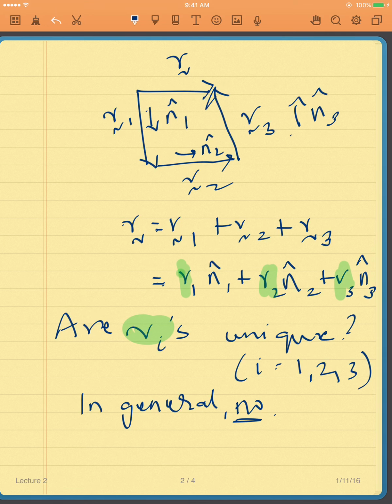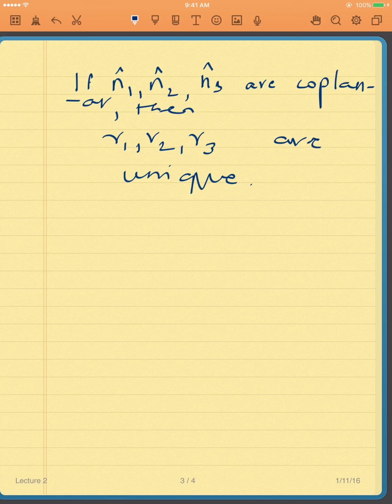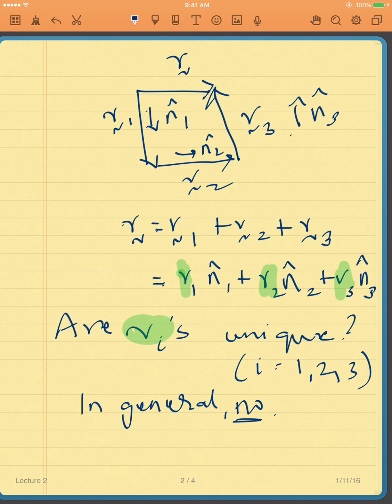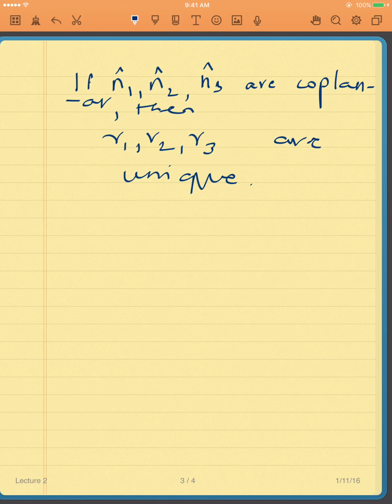And I made a statement of this on the next page, which says that if n1, n2, and n3 hat, the three unit vectors, are in the same plane, which they are in this figure. If you look at it, n1, n2, and n3 are all in the plane of the paper, not pointing outwards or anything like that, then the magnitudes of those vectors are unique. There's only a unique combination that can lead to that vector r when they're in the same plane, right? Which means that there is some predefinition of n1, n2, and n3. All right. So continuing with that.